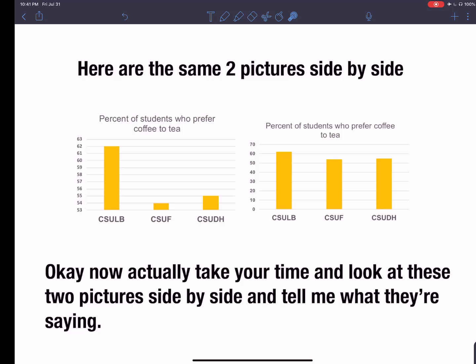This is super zoomed in to this teeny tiny range, in between the 60 and the 70. Actually, no, from 53 to 63. This is zoomed in to 10% of this scale, right? This is showing you 62%, 54%, and 55%. This is only an 8% difference, but it takes up the entire screen. This is only a 7% difference, but it is zoomed in so much that it takes up the whole scale, which makes you think, wow, CSUF really likes tea. Nobody likes coffee over there.